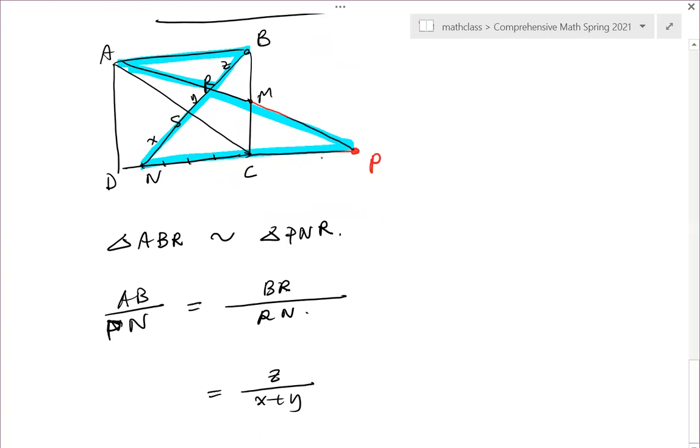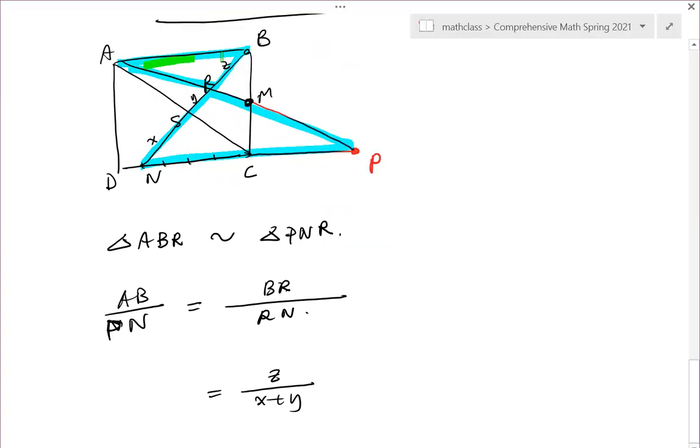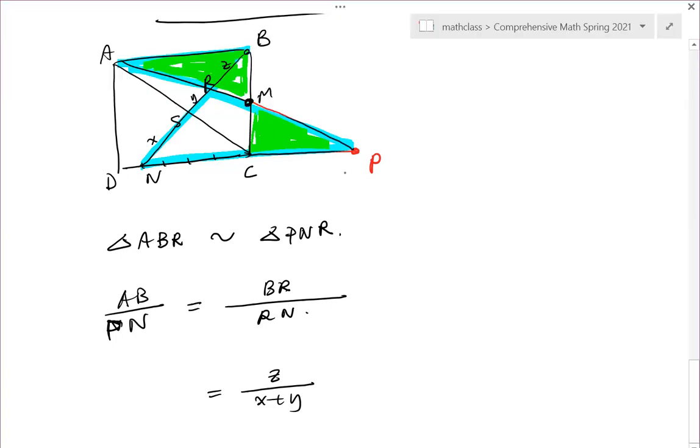This should be easy to figure out because M is a middle point, so we have to use the middle point. When you use a middle point, those two triangles are congruent. Sorry, this triangle. Okay, those triangles are congruent. So that means CP equals AB.